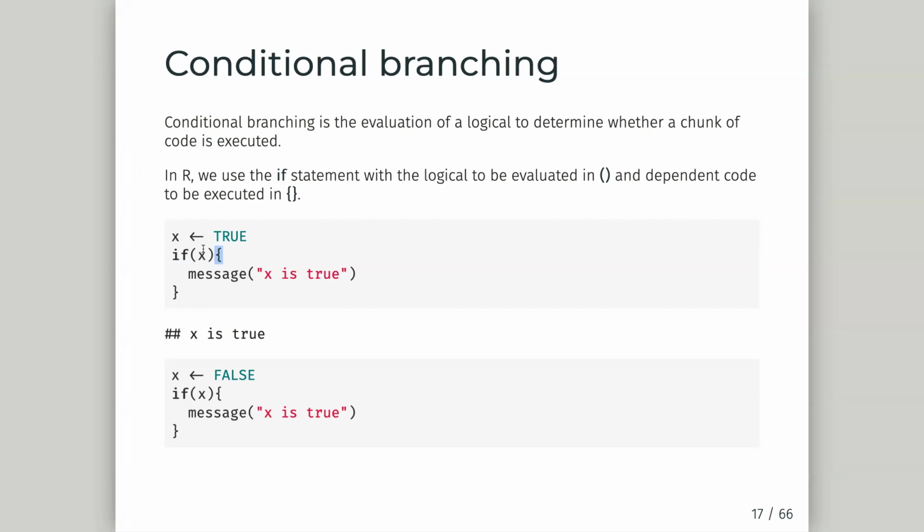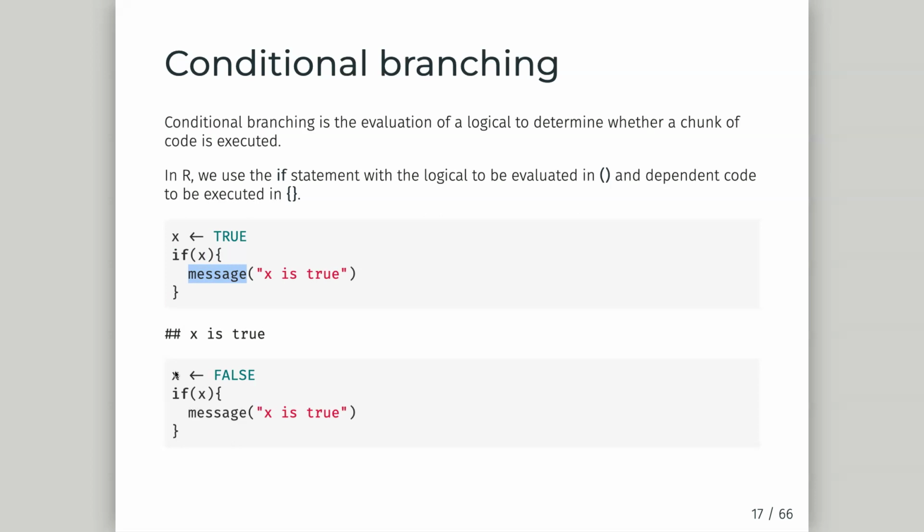This will be the code which is evaluated if x turns out to be TRUE. So in this case, I've set x to be TRUE. When it gets evaluated, x is going to be TRUE. Right? So we're going to evaluate this bit of code and it's going to print. Here I've got this function called message, and it just does exactly what it says on the tin. It messages to the screen: x is TRUE.